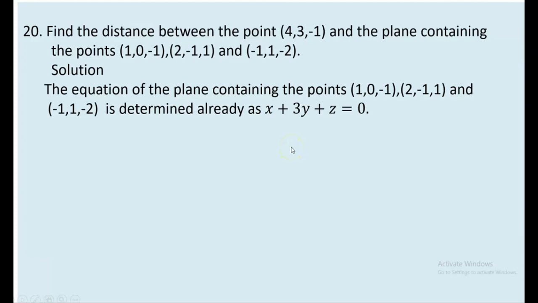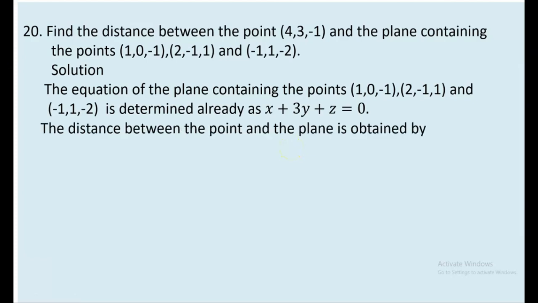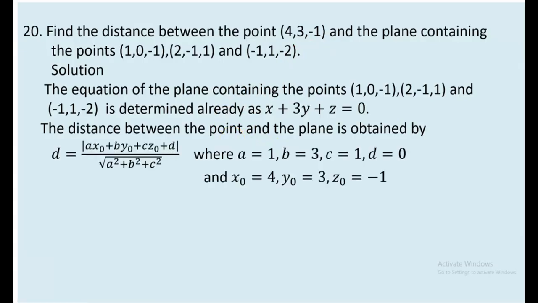So how is that obtained? This is obtained by using the formula. We have derived this formula in our classroom, so I'm going to apply that one. Let me clarify the formula. D stands for distance, so the distance between the point with coordinates x naught, y naught, z naught, and a plane with equation ax plus by plus cz plus d can be obtained by using this formula.